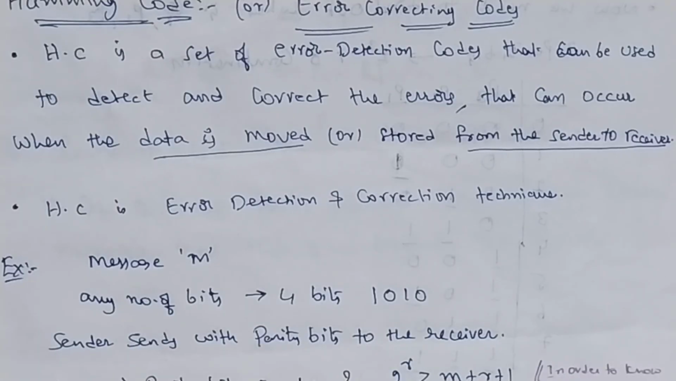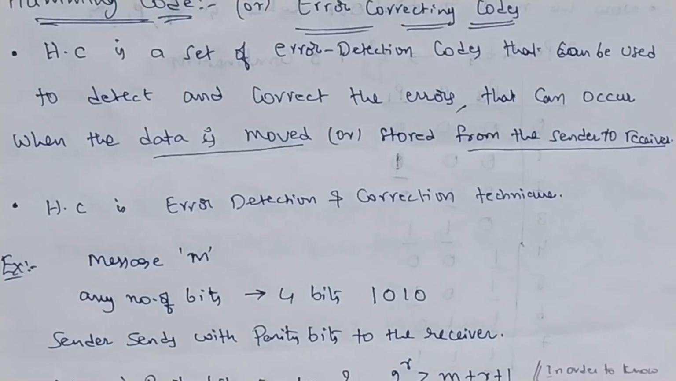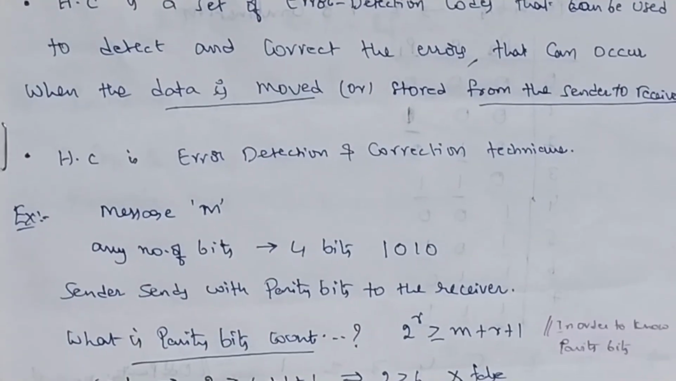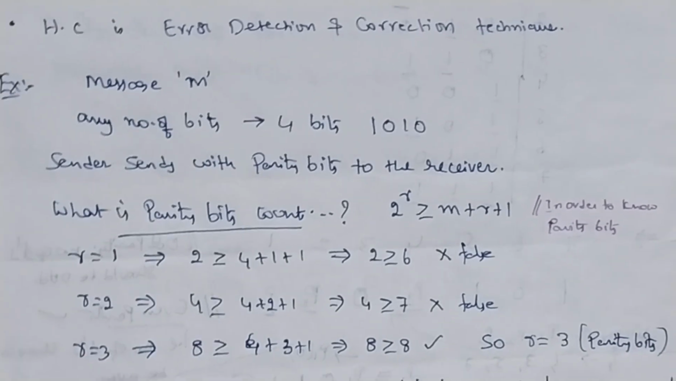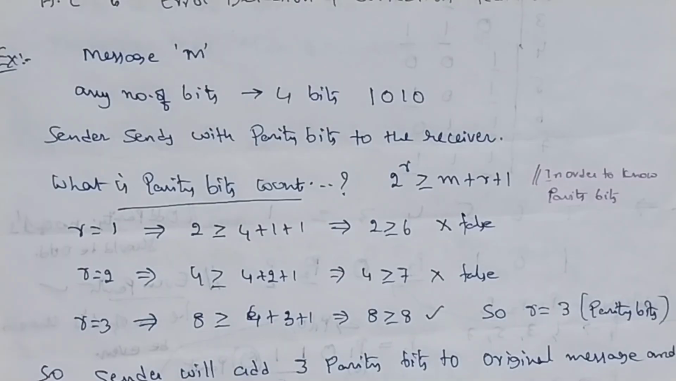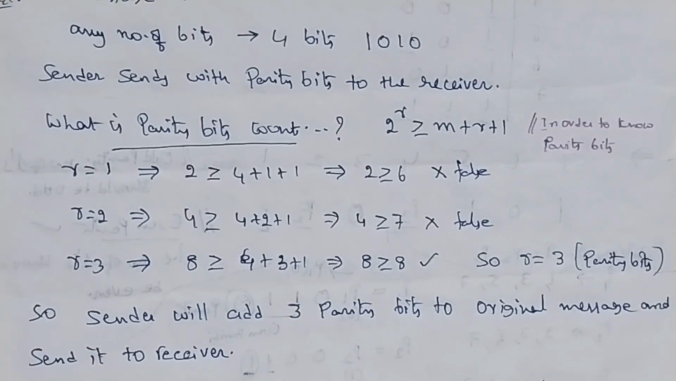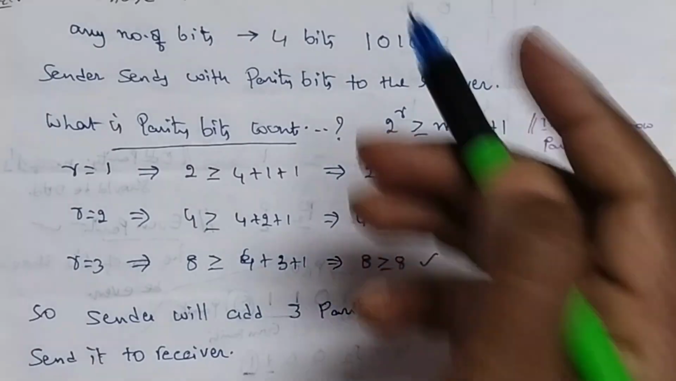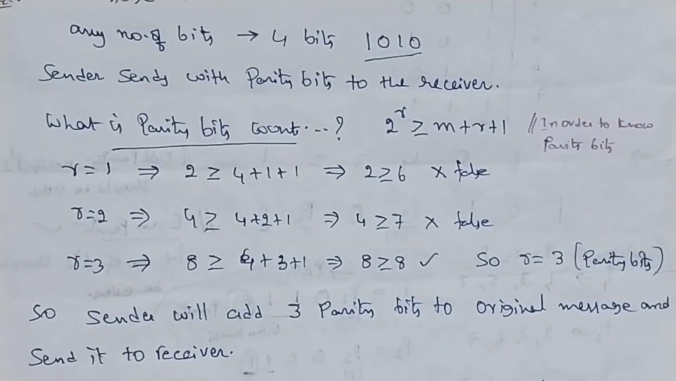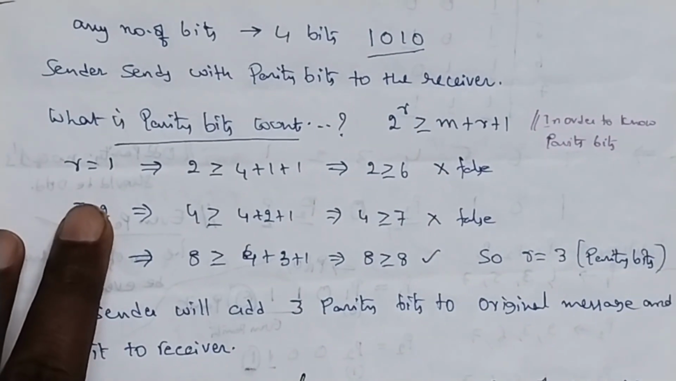For example, here we are taking M as a message, any number of bits. The size of the bits is 4 bits, so here the 4 bits are 1010. The sender is sending these 4 bits with parity bits to the receiver. This is the frame, these are the 4 message bits we are sending. What are the parity bits, and we have to find out what they are.